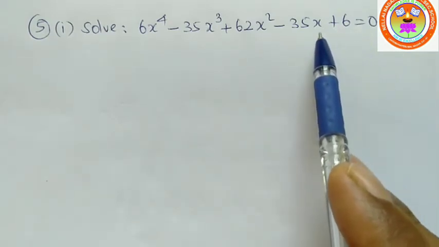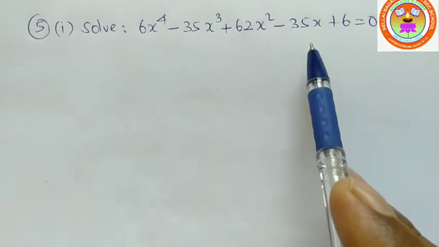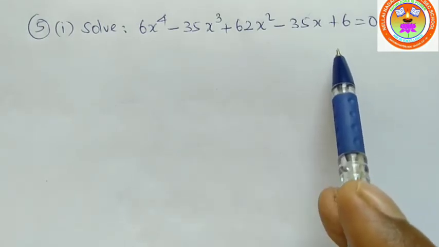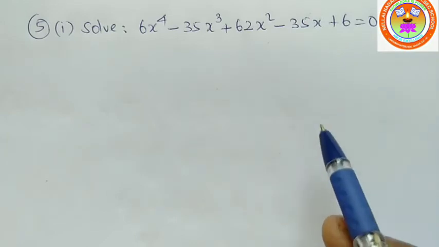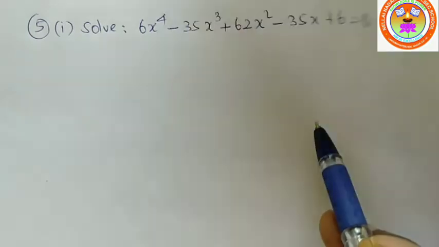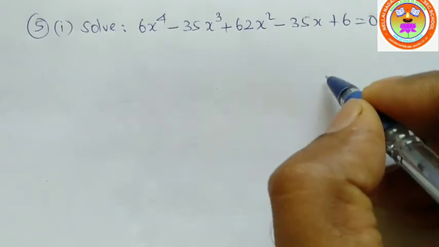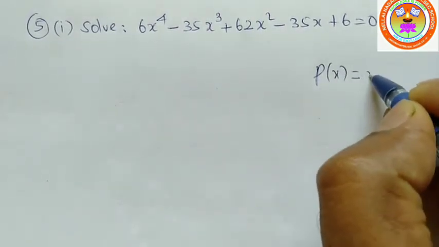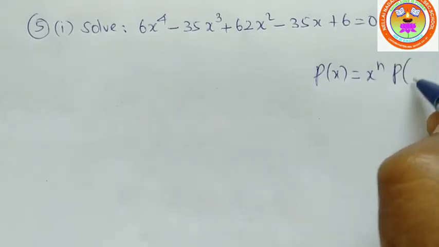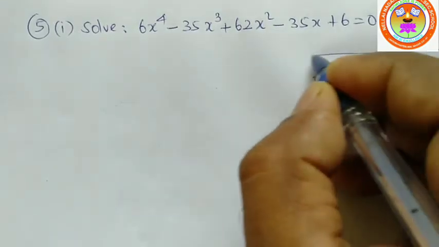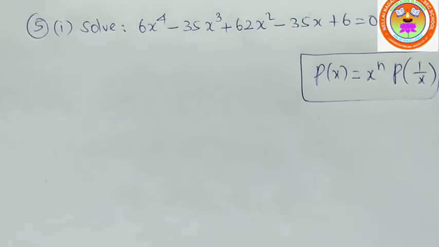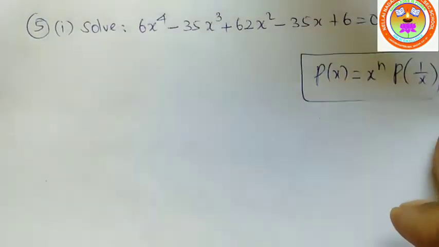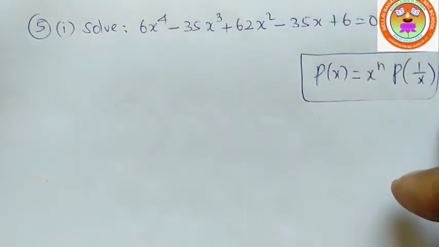This is a type 1 even degree reciprocal equation, as p of x is equal to x raised to n into p of 1 by x. P of x is equal to x raised to n into p of 1 by x, this type. Already we have studied the two different types of equations.